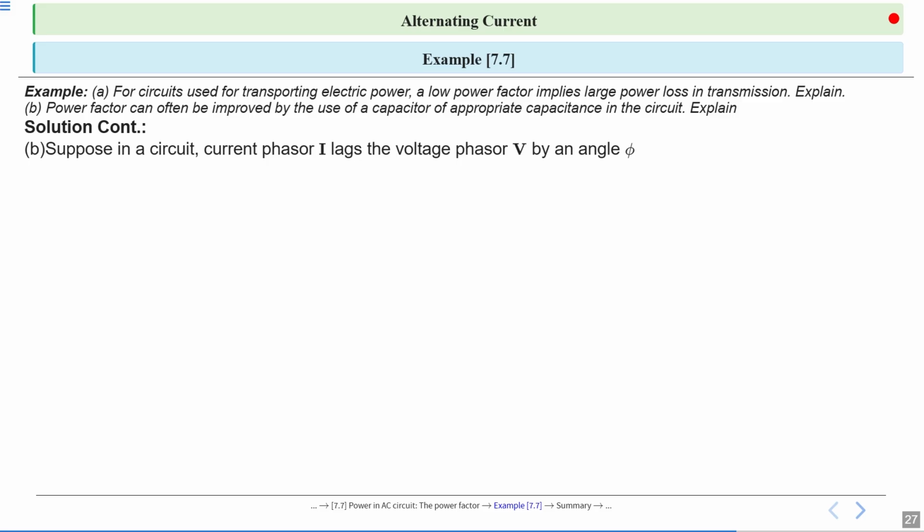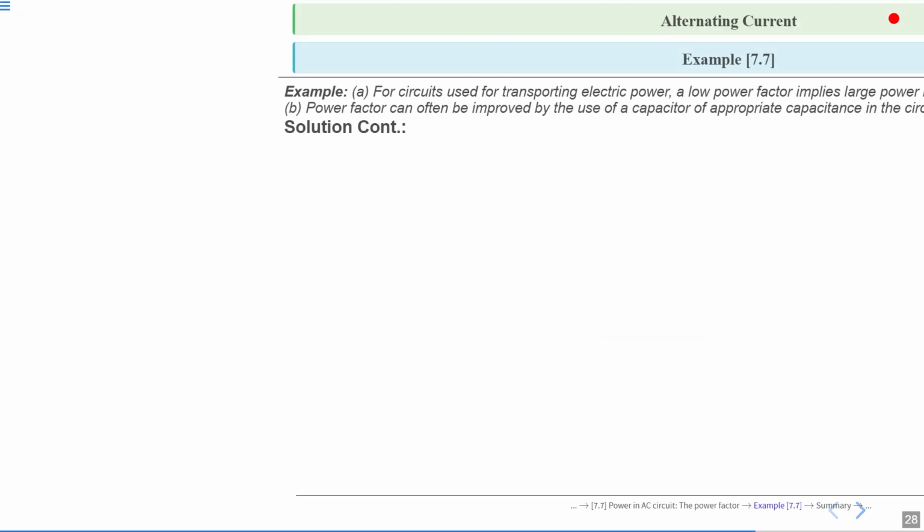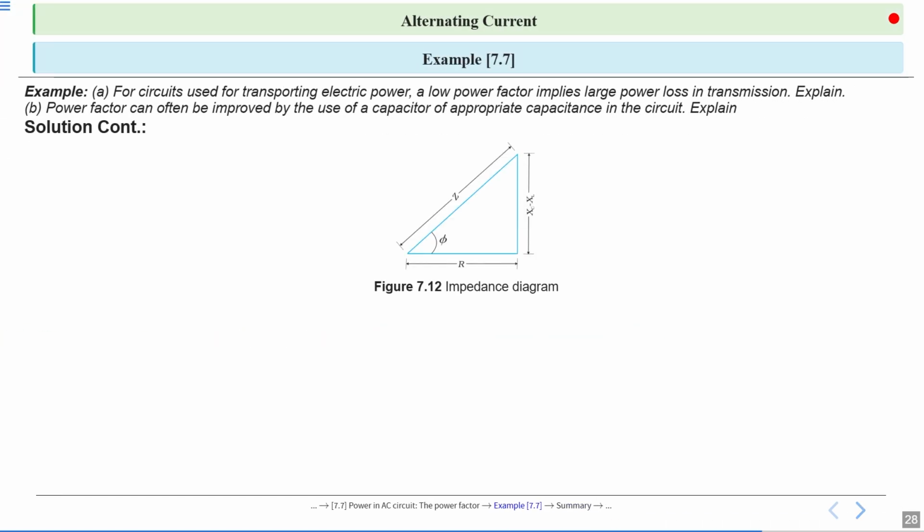Now B part. Suppose in a circuit, current phasor I lags the voltage phasor V by a phase angle phi, as shown in the diagram. So current phasor I lags the voltage phasor V by angle phi. So this is the impedance diagram I was talking about. So how can we find the cos phi from here?